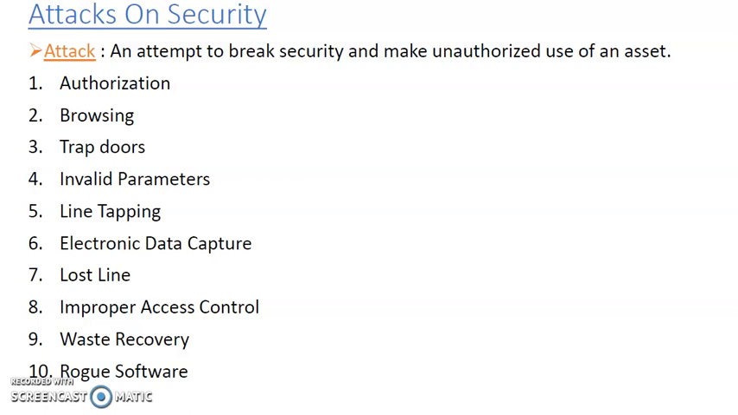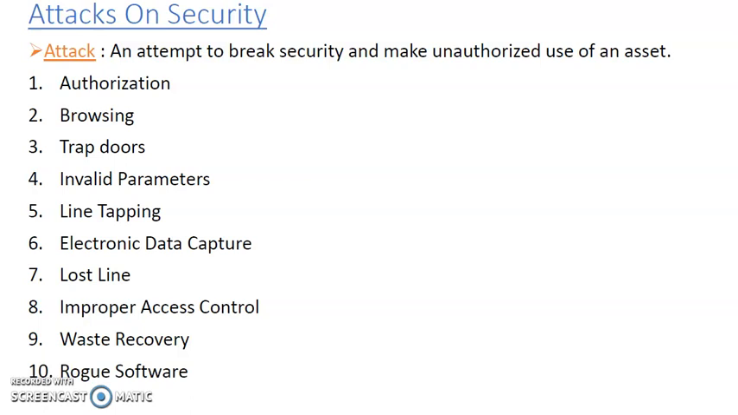Then the third one is a trapdoor. Sometimes the software designers want to modify their program after the installation. So for that, there are some secret entry points which programmers keep, and it does not require any permission. Okay, these are called trapdoors.